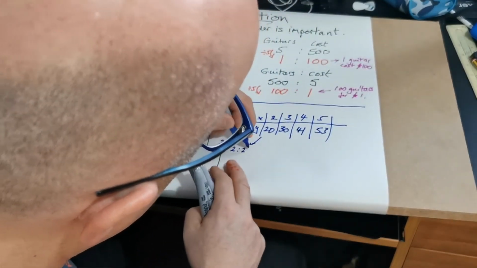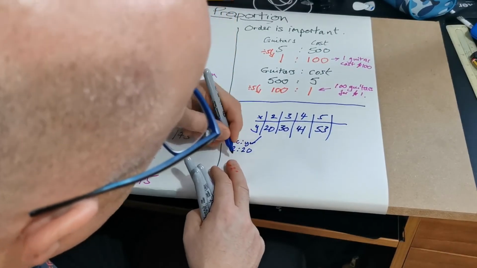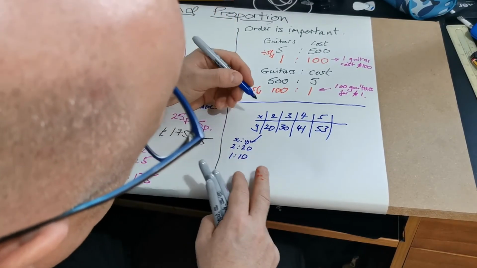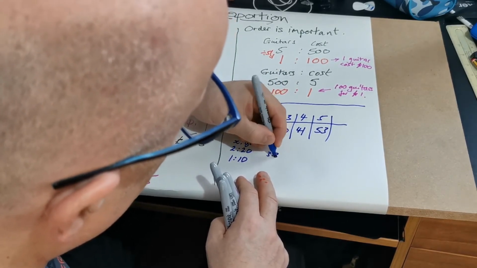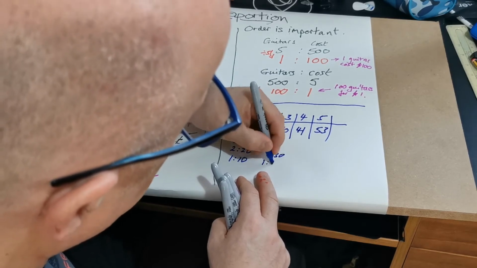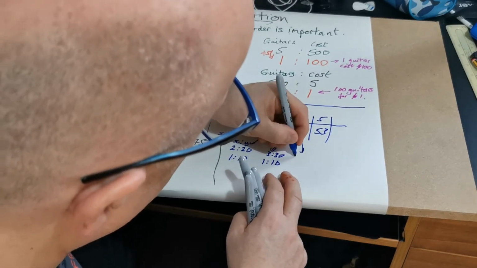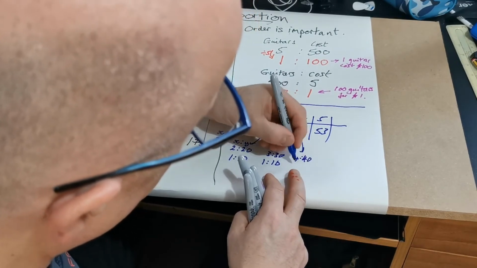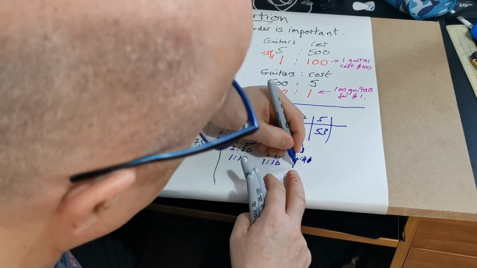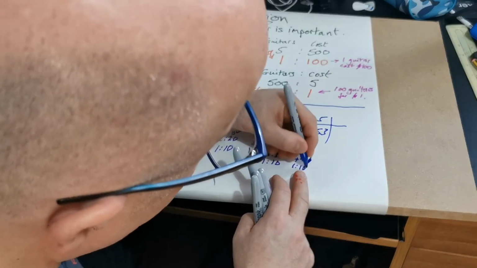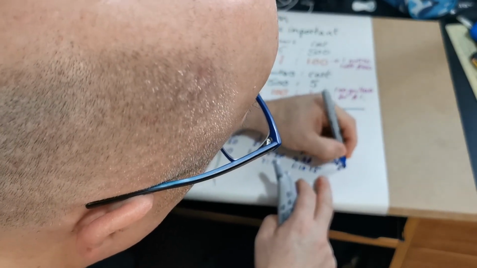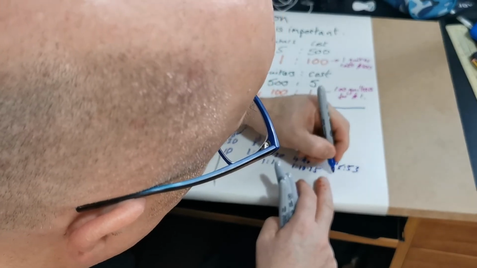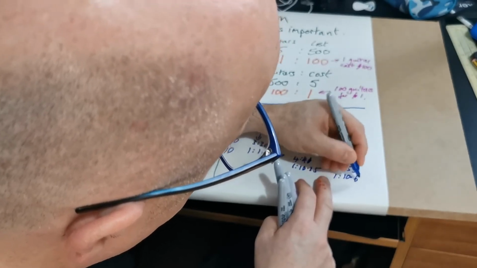So if I take each of these as a ratio, so that's 2 to 20, so I'm looking at the ratio of X to Y, I can say that this one breaks down as a 1 to 10 ratio. This one is 3 to 30, and again that breaks down to a 1 to 10 ratio. Now this one is 4 to 41, which is 1 to 10.25, and this one is 5 to 53, which is 1 to 10.6.